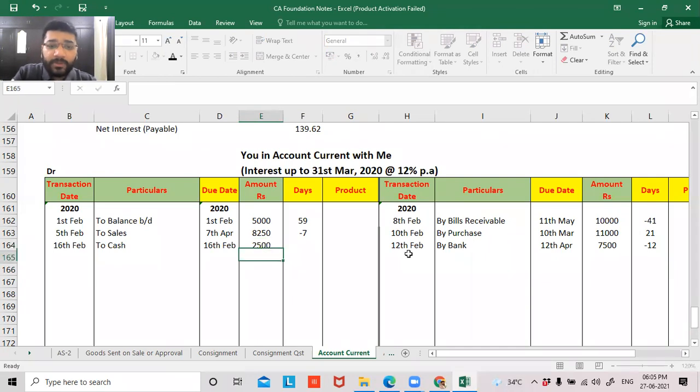Is the due date falling before the account current statement date or after the account current statement date? Before. So will the number of days be positive or negative? Positive, sir. How many days positive? Feb has got 28 days, 28 minus 16, plus 31 days of March. So 43 days, guys. From the 28 days of February, minus 16 days, you get the remaining days of February, plus 31 days of March. So 43 days, guys. The answer is positive. The number of days should be positive.